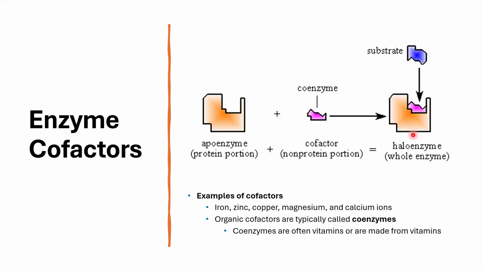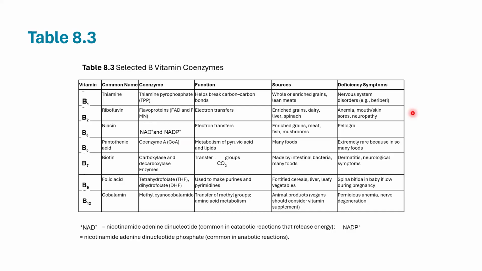Now, there are a couple of different ways that these can work, right? Here I've got an image where it changes the shape of the active site in the holoenzyme. You can have a bunch of different things, usually metals like iron, zinc, and copper. You can also have organic cofactors. Again, these are called coenzymes. These are usually things like vitamins. A lot of the B vitamins, in fact, are coenzymes. Here's a list of how different B vitamins are used as coenzymes. Many of them are involved in electron transport, which we'll talk about more in a subsequent lecture.